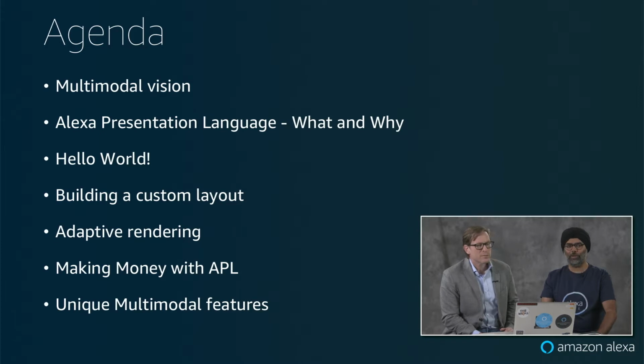And then we'll look at a more real world example that comes from Steven's skill. Next, we'll look at adaptive rendering, because Alexa's in a whole bunch of devices, and we'll understand how your Alexa Presentation Language skill can reach all of those devices. And we'll also talk about how Steve's been making money with APL. I have. I'm excited to talk about that, always. And finally, we'll take a look at some unique multimodal features that APL comes with. All right, you ready to get started? I'm ready. Let's go.